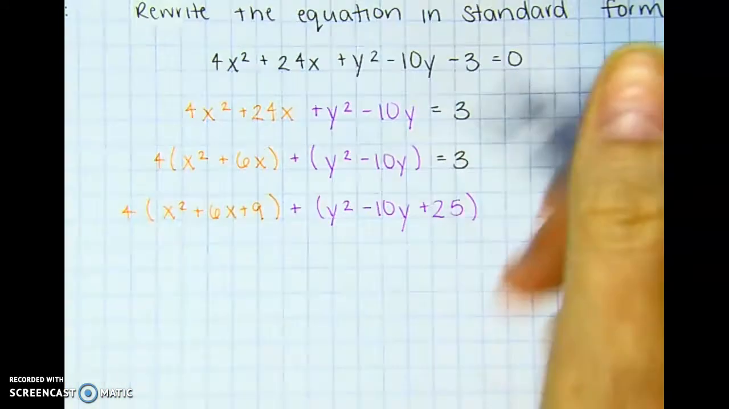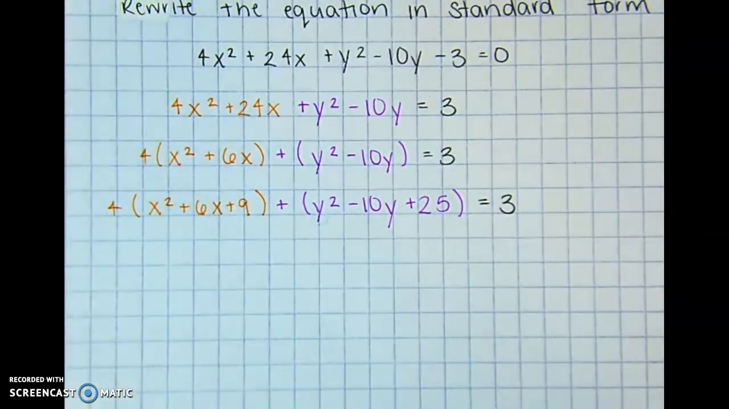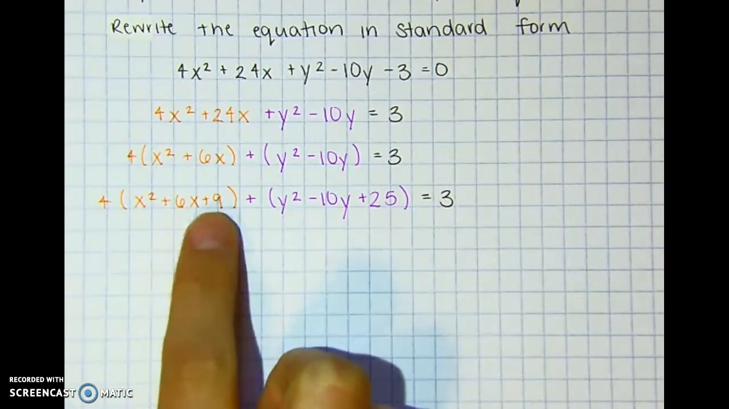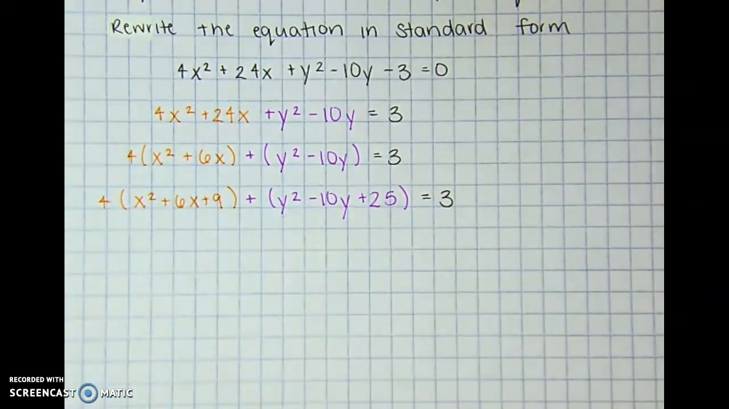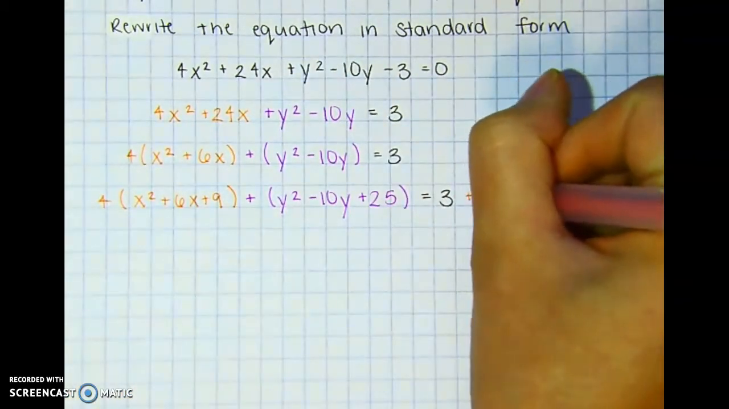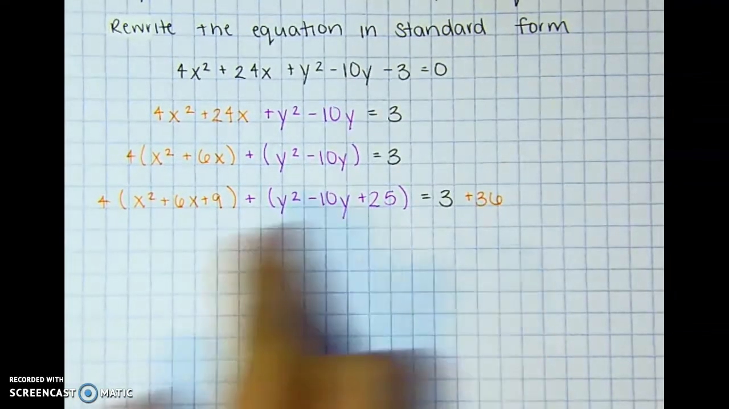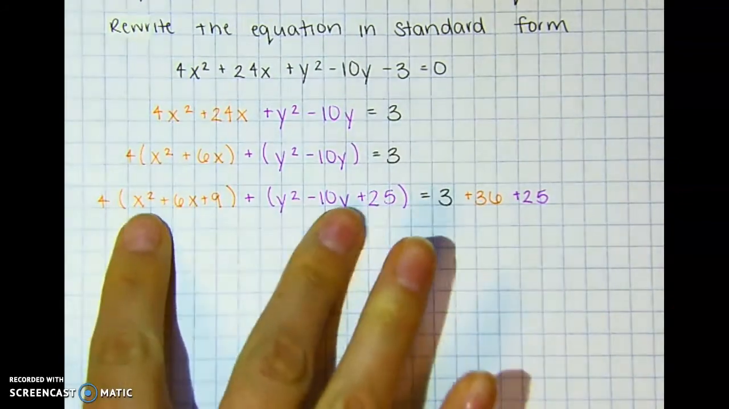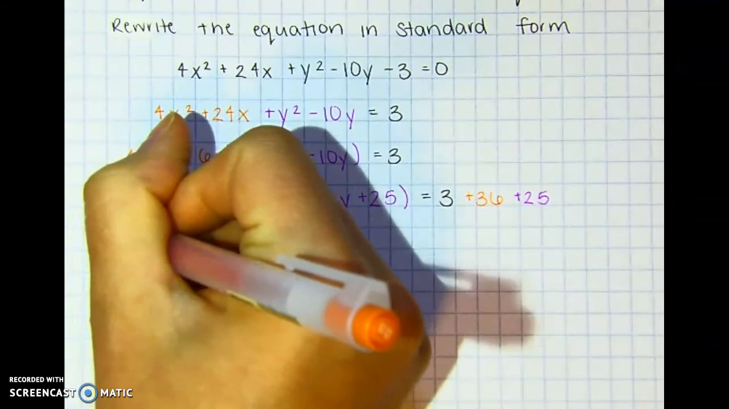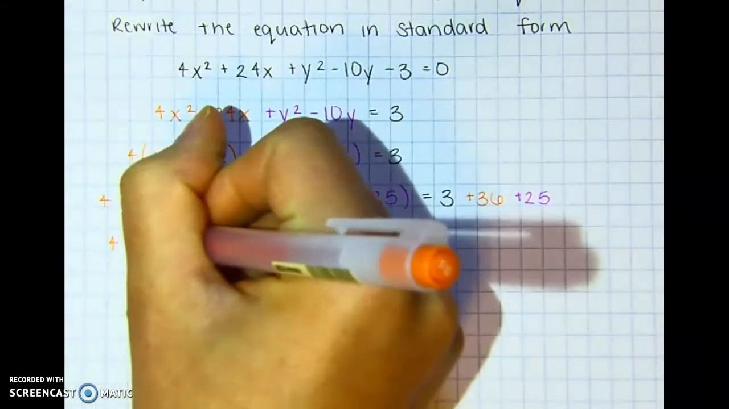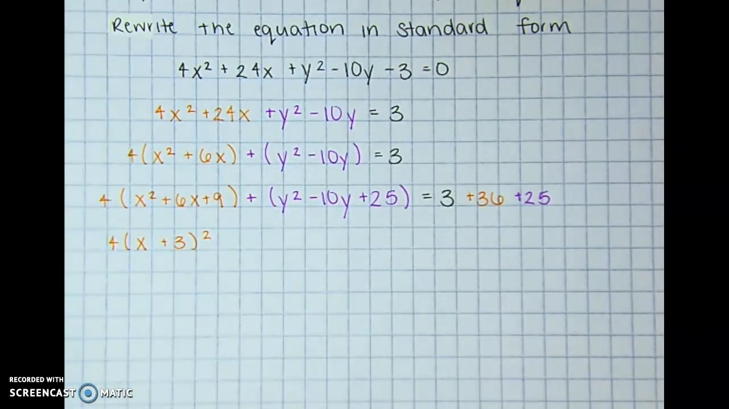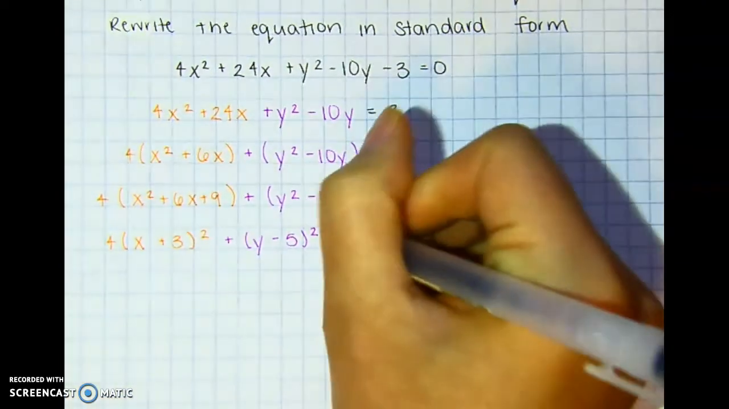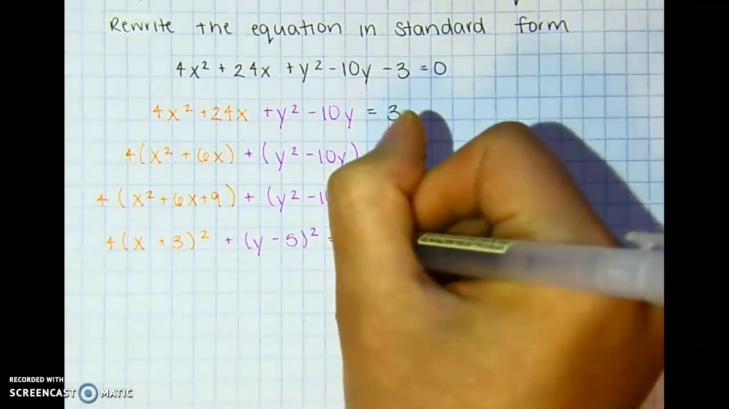Now, if you remember when completing the square, we currently are not balanced if I were to just leave this as is. Because I added 9 inside the parentheses here, I need to add the equivalent to the other side, but it's not going to be 9. It's going to be 4 times 9. So to keep things balanced, I need to add a 36. And for this one, I just added 25. There's nothing factored out, so I'm going to add 25 to keep things balanced. Now I'm going to simplify, so we will have 4 parentheses x plus 3 squared, plus y minus 5 squared, equals, and 3 plus 36 plus 25 will give me 64.